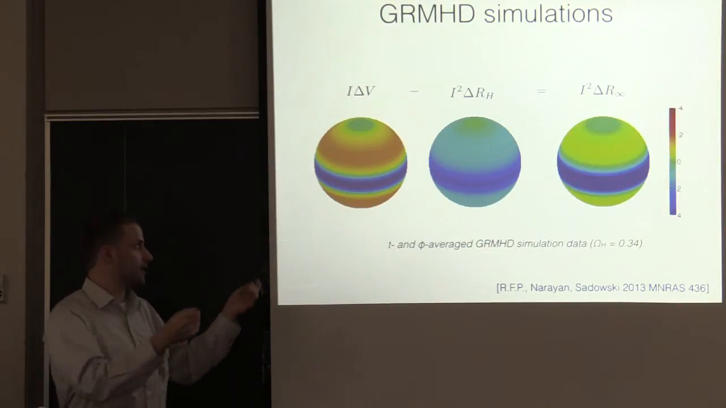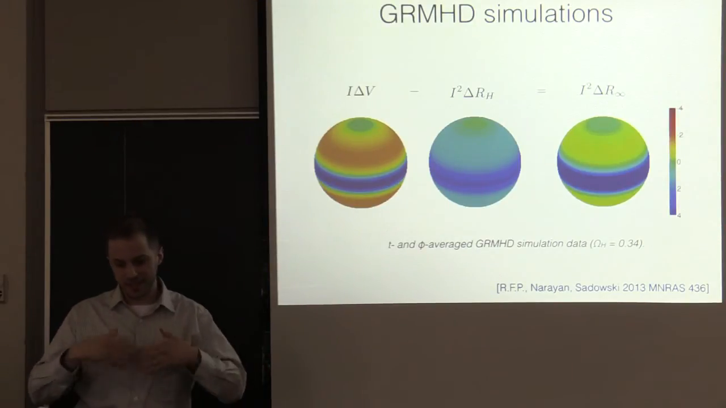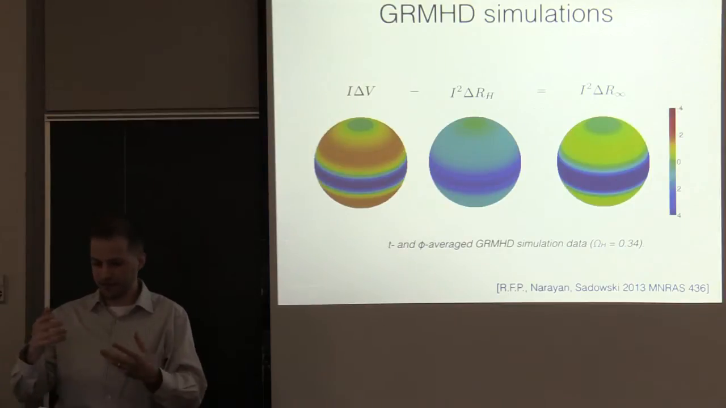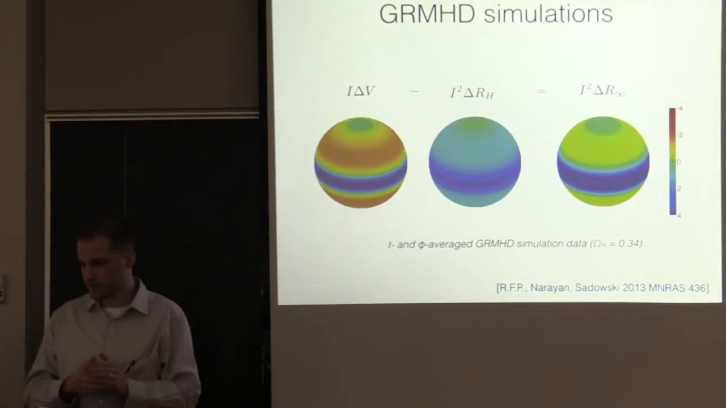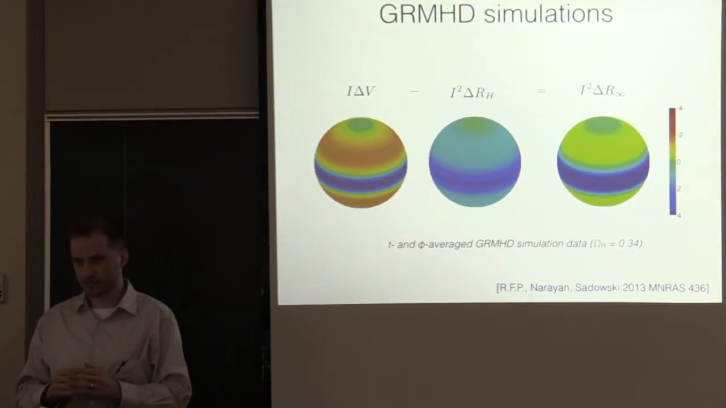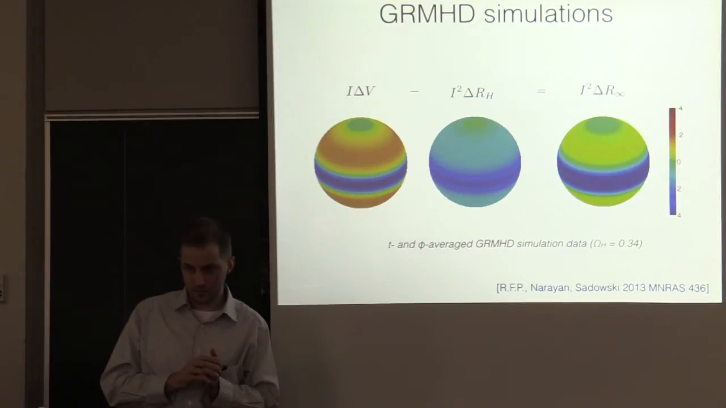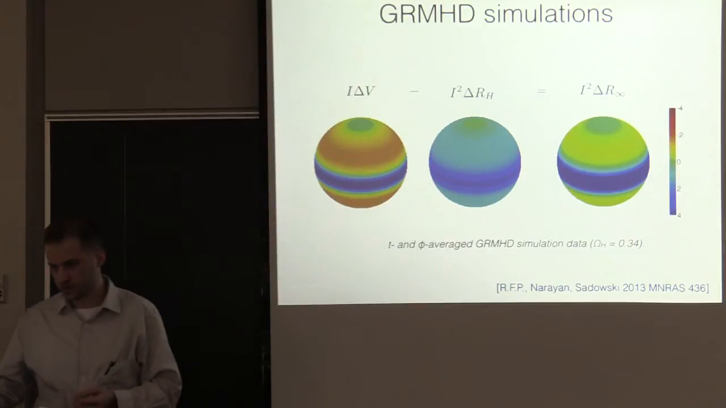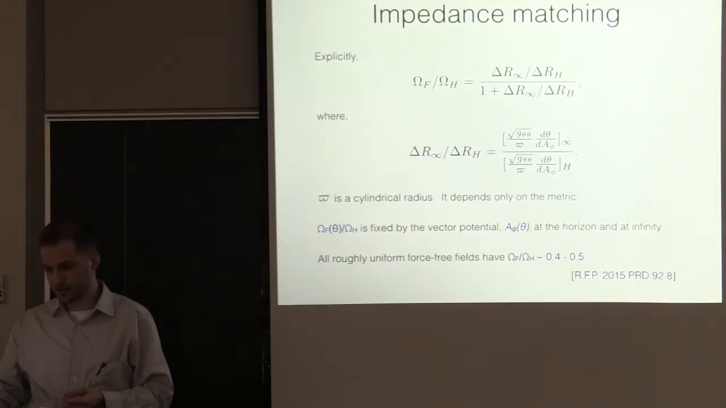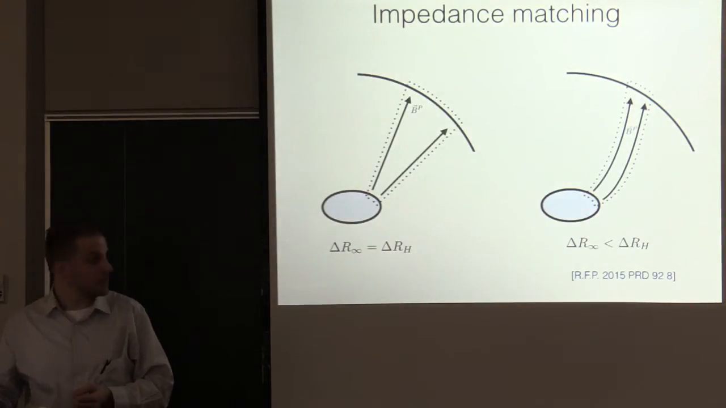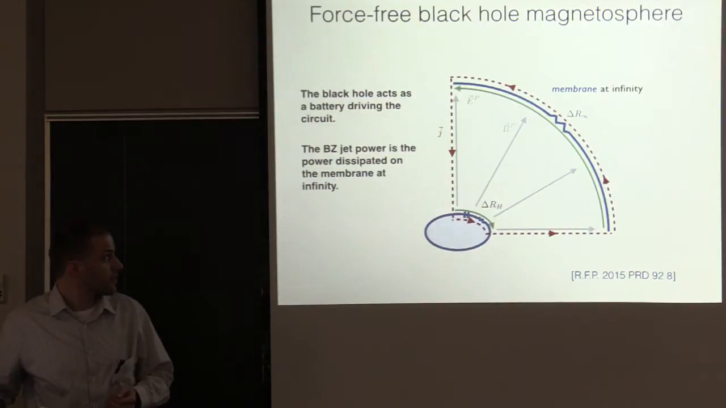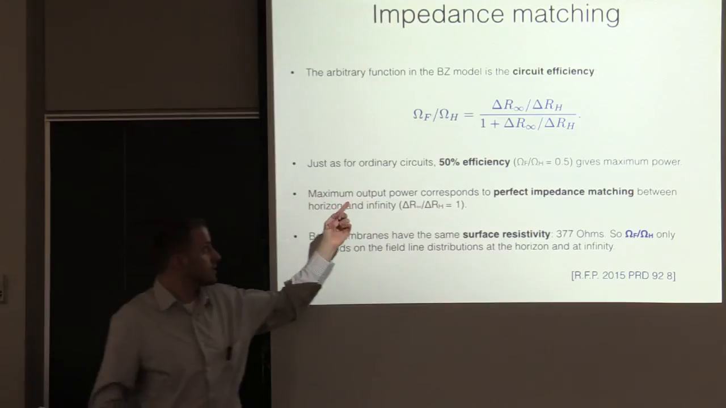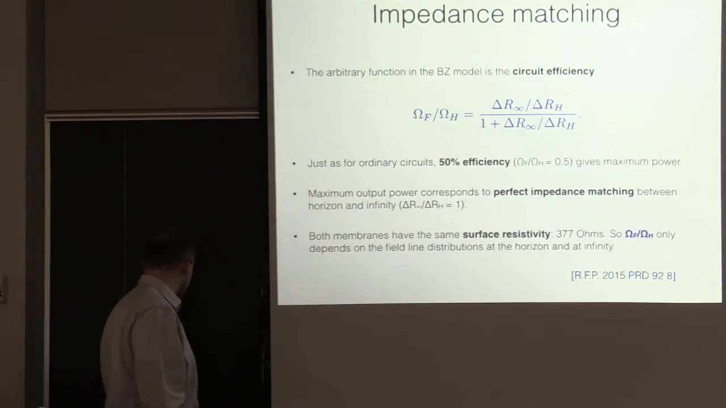The membrane paradigm can't be applied to every problem, but anything that involves an interaction with the horizon. Is there any similar thing if you have a pulsar, with a similar physical setup, except the bottom surface is the surface of a neutron star? You can set up the same circuit with a pulsar.